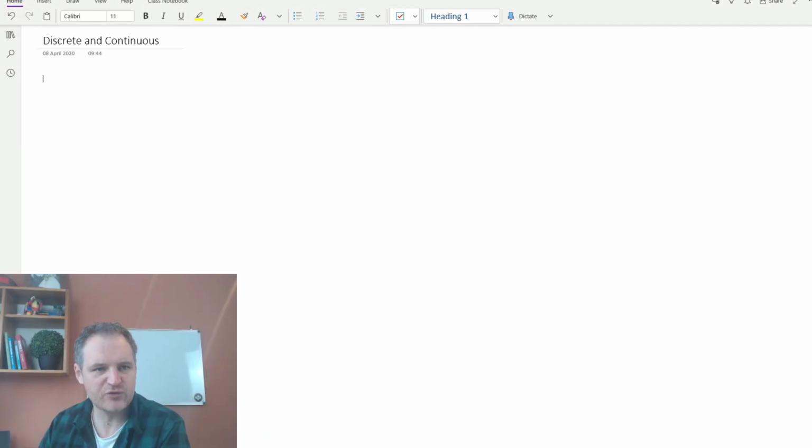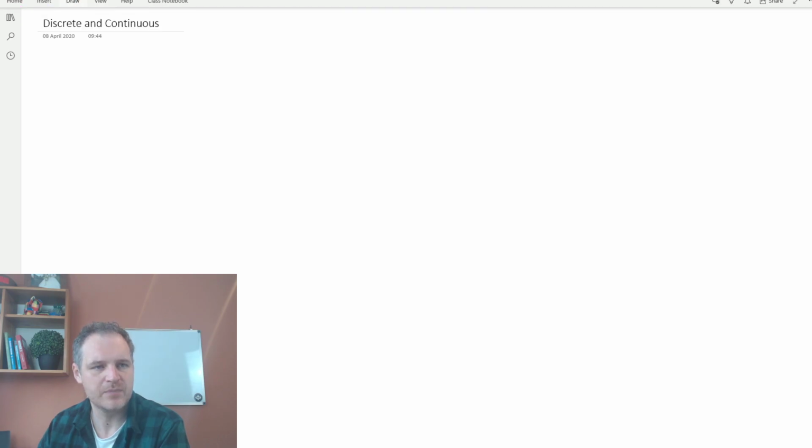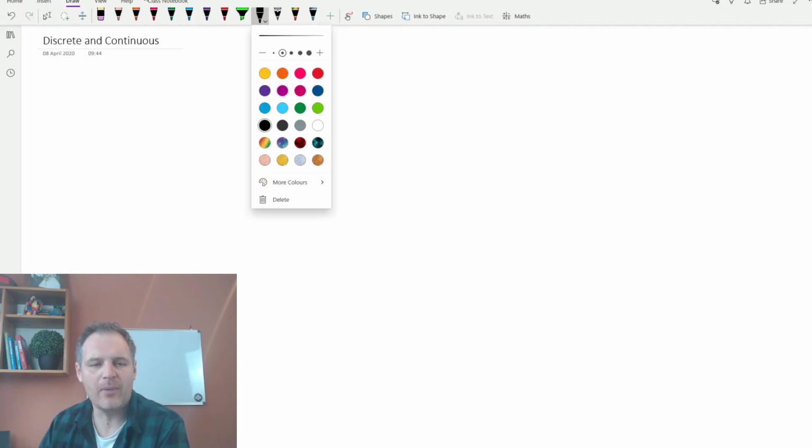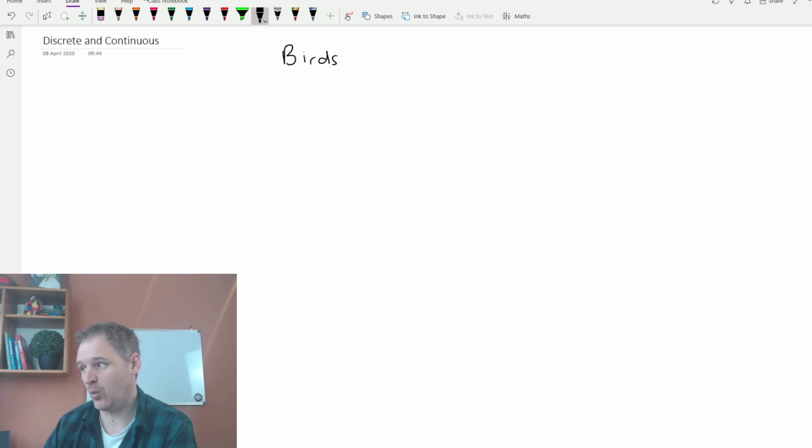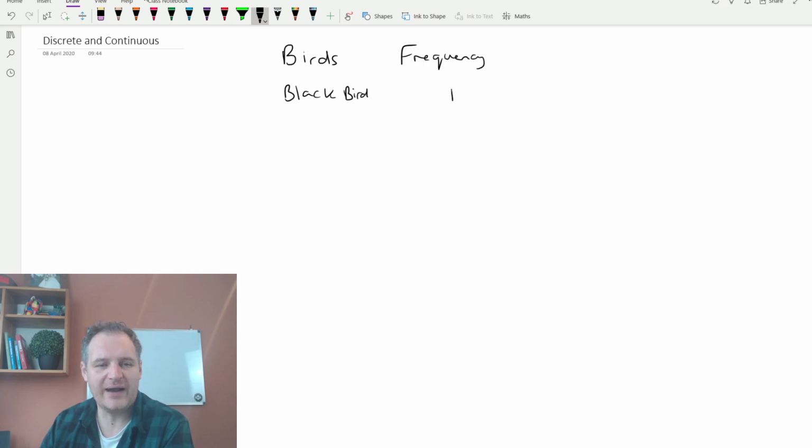Discrete data is where we're adding things up. So, I might, for example, be counting the number of birds I've seen through the window this morning, because all I have is my room and my window. So the number of birds, we did some tallying last week. But let's say we've already done our tallying, and we work it out. We saw a blackbird, or we saw an eagle. I've got a very exciting window if I'm seeing eagles.